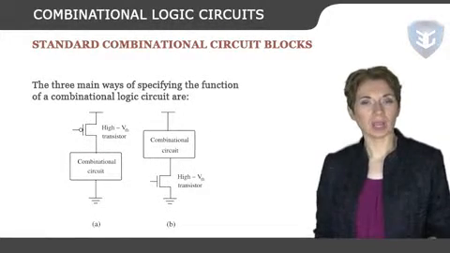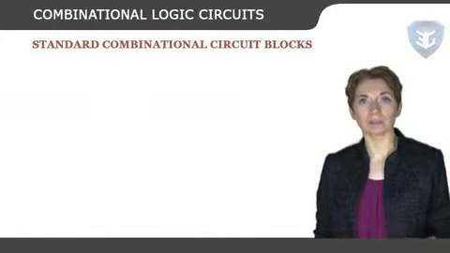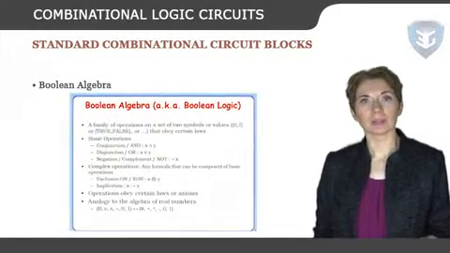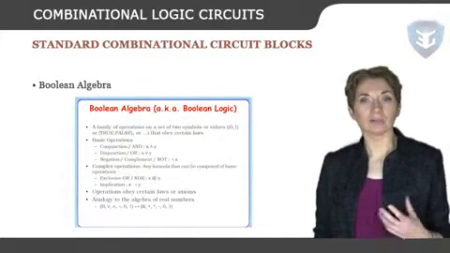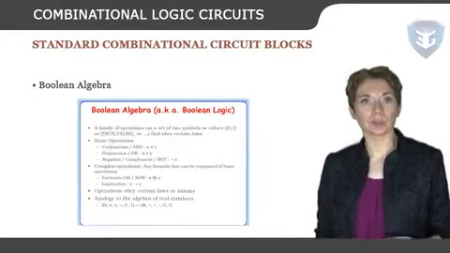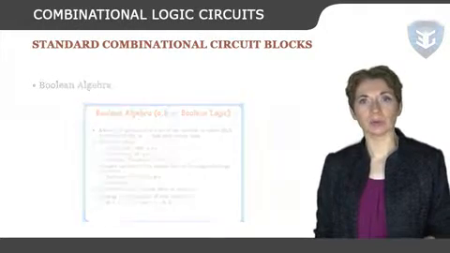The three main ways of specifying the function of a combinational logic circuit are Boolean algebra. This forms the algebraic expression showing the operation of the logic circuit for each input variable, either true or false, that results in a logic 1 output.